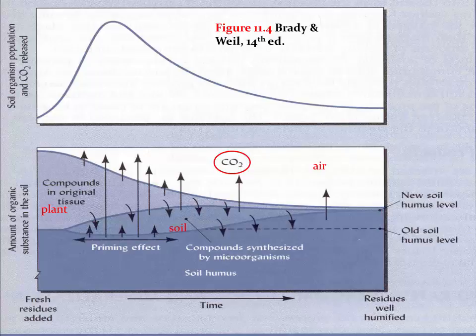As the original organic material is broken down, it first moves down into a pool of easily digested compounds and microbial biomass, and that would be the center portion of the lower slide. And then the remaining later in the season moves into the stable soil humus pool, and that happens at the end of the first season.